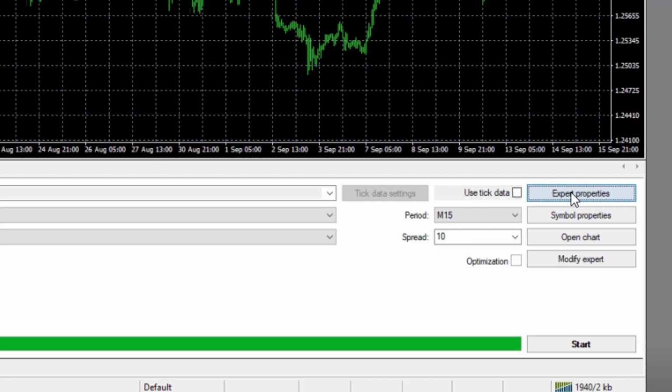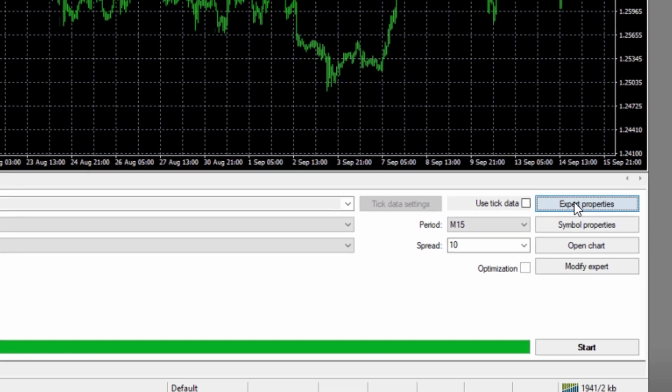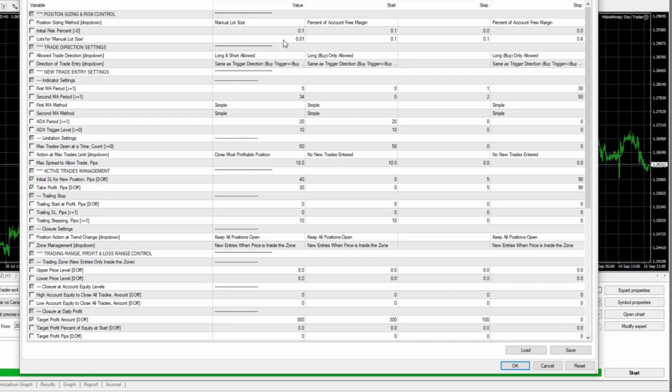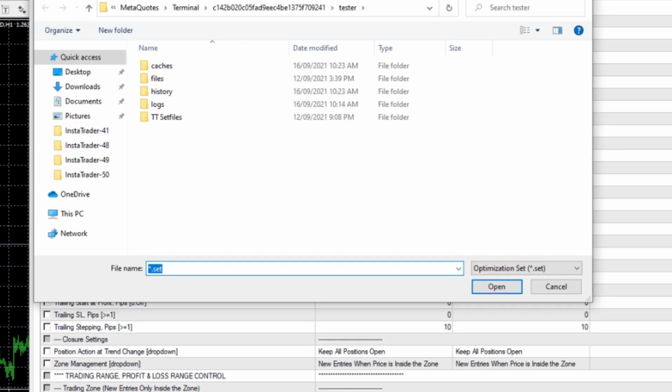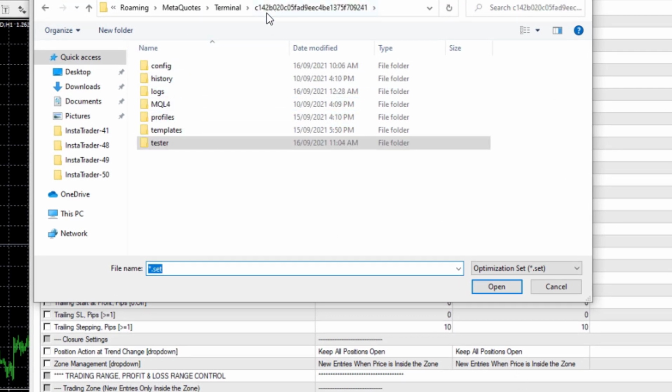Okay, so we open the settings by clicking on Expert Properties, and what will happen is that in most cases it will load the default settings that came with the EA. So we want to load the settings that we've come up with. So what we do is we go load, and those settings are actually in the presets.